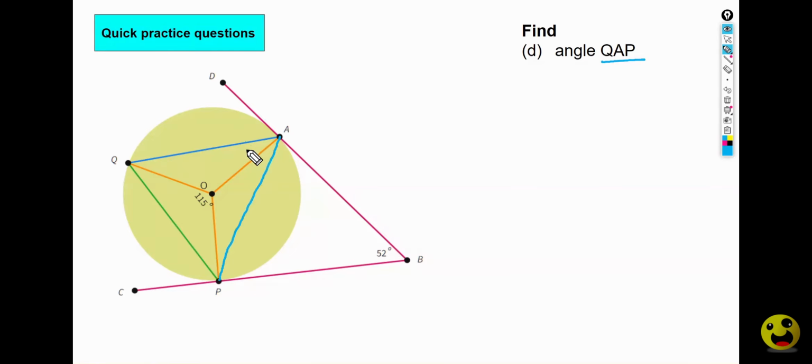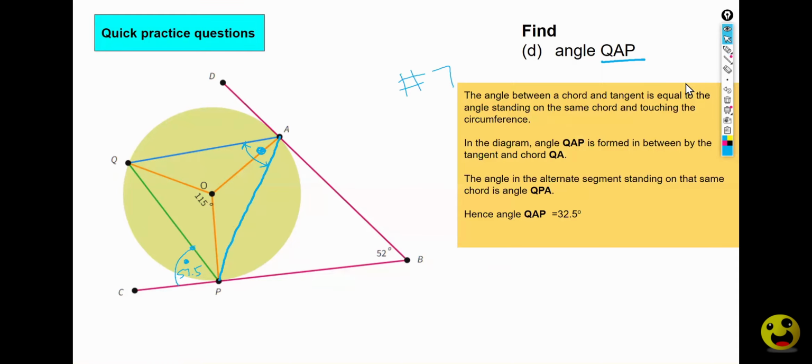So they're asking you for this angle here, QAP. Remember that this angle here we just got was how much? 57.5. Sorry, it's not a hard question. It's actually a very easy question. It's just rule number 7. You all see it there? This green line is the chord. You have an angle between the chord and the tangent. Look at this purple line. And then you have an angle standing on the same chord. This is where one troll lives, and this is where the other troll lives. So both of them are equal to each other.